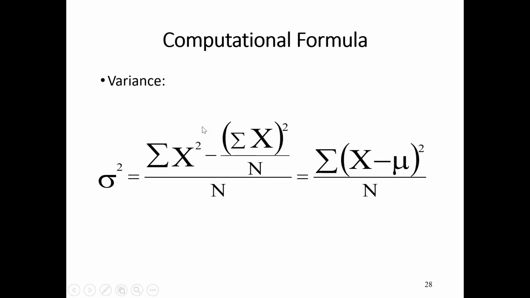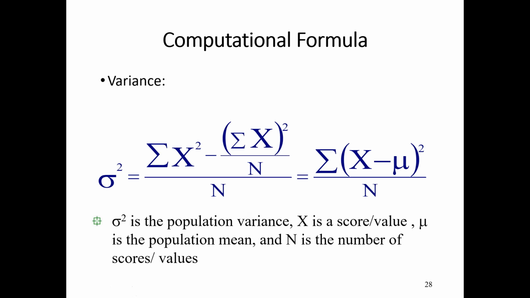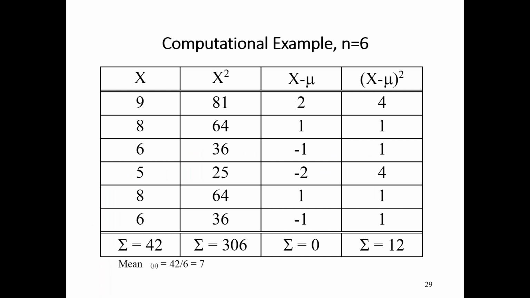This can also be written this way on the left hand side. So this is the variance. Sigma square is the population variance, x is the score, mu is the population mean, and capital N is the number of scores or the total number of values. Again, coming to this computational formula, we have talked about the last one, summation of x minus mu square for each of the values from the mean. So we have got the summation as 12.